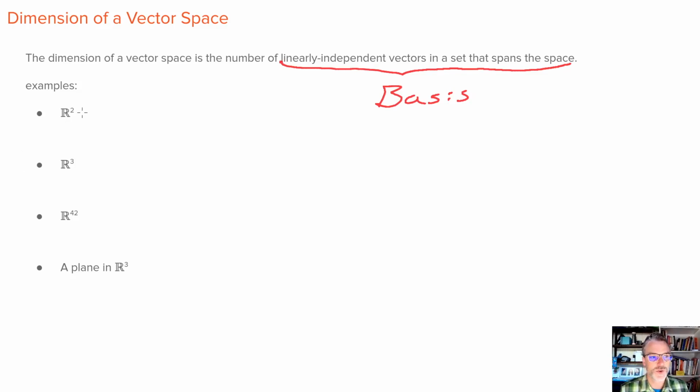Okay? So that might seem like, again, a complicated notion, but you're very familiar with some bases already. I can draw a set for R2, a set of vectors that will form a basis for R2. There we go. That's one possible basis for R2. How many vectors are there? 2. So then R2 has dimension 2.